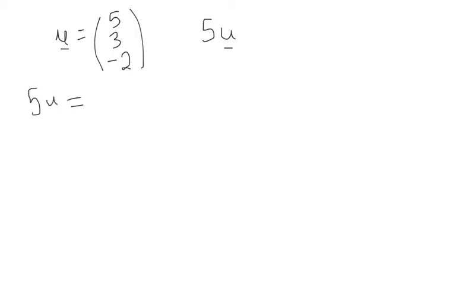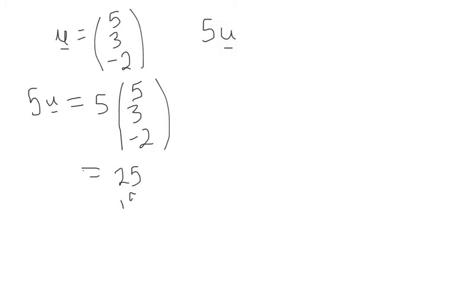Multiplication by a scalar. We have u, (5, 3, -2). And we would like to find 5u, so we're just multiplying by the scalar number 5. We can do this. Just multiply each component by 5. 5 5s is 25, 5 3s is 15, and 5 times negative 2 is negative 10. Now don't forget to complete this with the brackets.